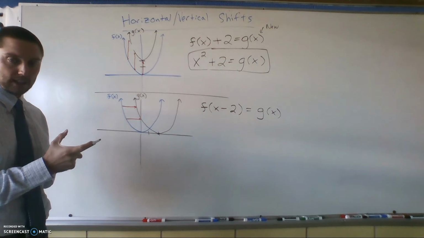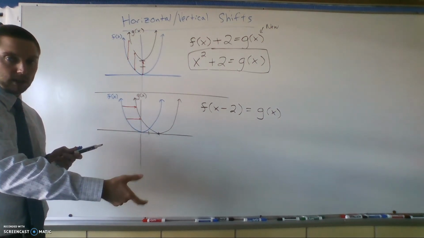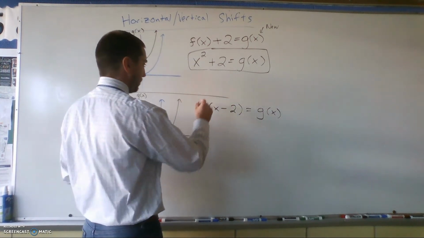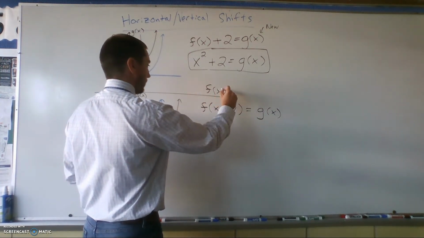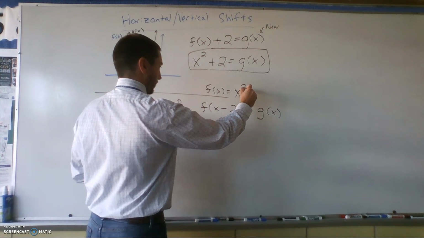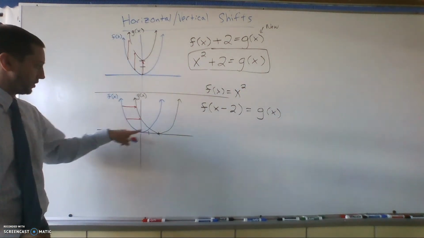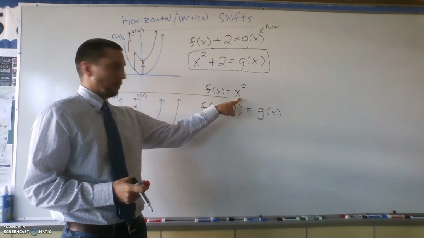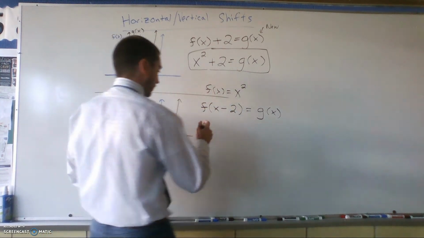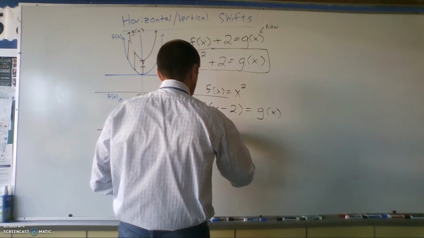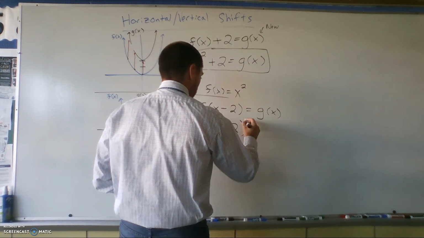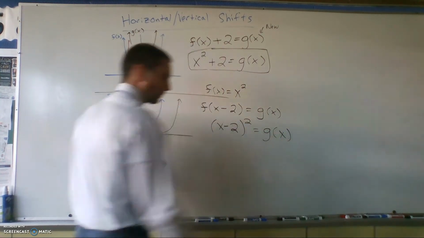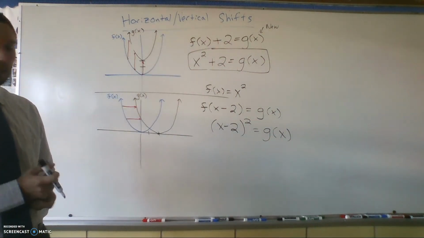So this is kind of going back to the composition of functions, where we're taking x minus 2, that expression, and plugging it into our f of x equation. So what is our f of x equation? Well, remember, f of x is equal to x squared. That's our parent function, this blue graph here. So I'm going to take this x minus 2 and plug it in right there for x. And so what we get is x minus 2 quantity squared is equal to g of x.